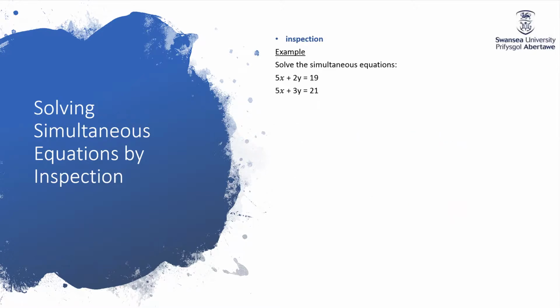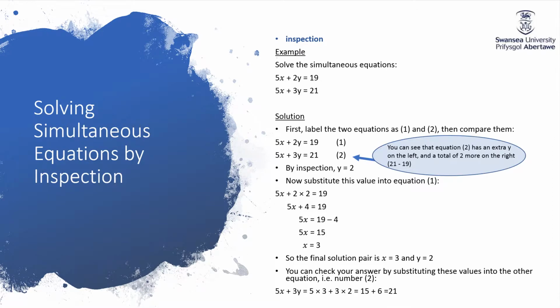So let's look at an example where we can use inspection to solve simultaneous equations. So here we have 5x plus 2y equals 19 and 5x plus 3y equals 21. So let's now try and solve that. So first, you label the two equations 1 and 2, and then you try and compare them. So here we have these two equations. Now the only difference on the left-hand side is that number 2 has an extra y. And the only difference on the right-hand side is that number 2 is 2 larger than equation number 1.